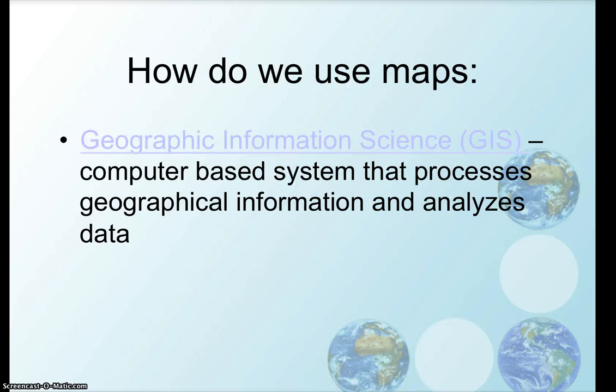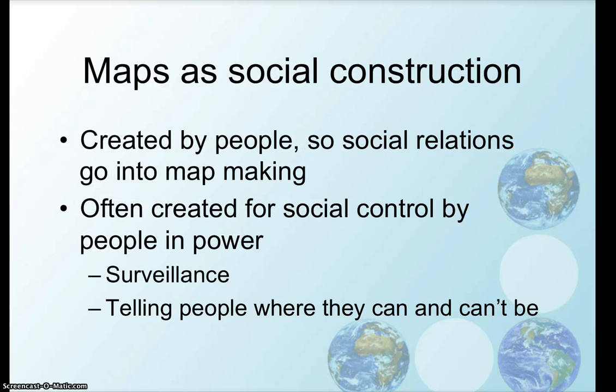We mentioned briefly before geographic information sciences or systems, these computer-based systems that process geographic information and analyze data. Hopefully you watched the video on that last week to have a sense of it. One of the important things that I want to highlight in this class is that maps are a social construction. Often we take maps for granted as being accurate to what's on the ground, but we have to remember that the mapping process is a process undergone by people. So our prejudices, our education, our social relations, relations of power go into map making. Often maps were created historically for social control by people in power.